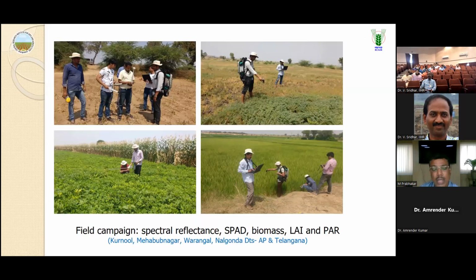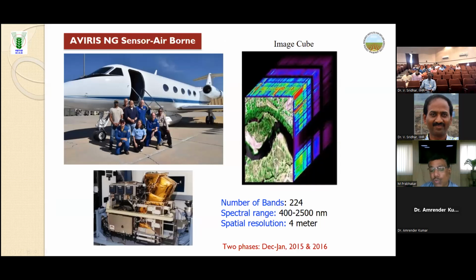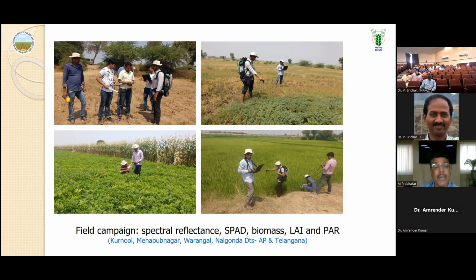It was flown during 2 phases, December, January 2015 and 16. So we collected the data during the same time on the ground, different crops wherever there is damage: chickpea, groundnut, rice, and even maize, drought damage. All these things we were able to collect data. When I say data, I mean spectral reflectance using a radiometer, which this boy is carrying here, and then the SPAD chlorophyll data.